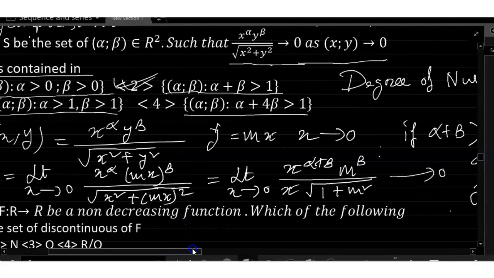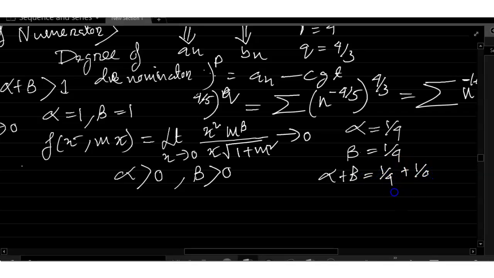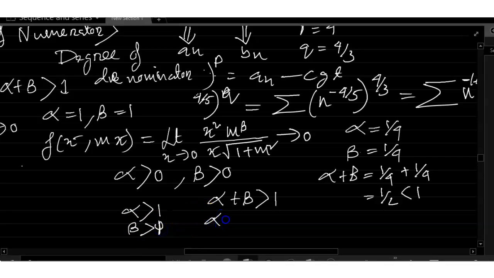Now we check the fourth option. Now alpha equals 1 by 4, beta equals 1 by 4. So alpha plus beta is 1 by 4 plus 1 by 4. If alpha plus beta greater than 1 and alpha greater than 1 and beta greater than 1, then alpha plus 4 beta.